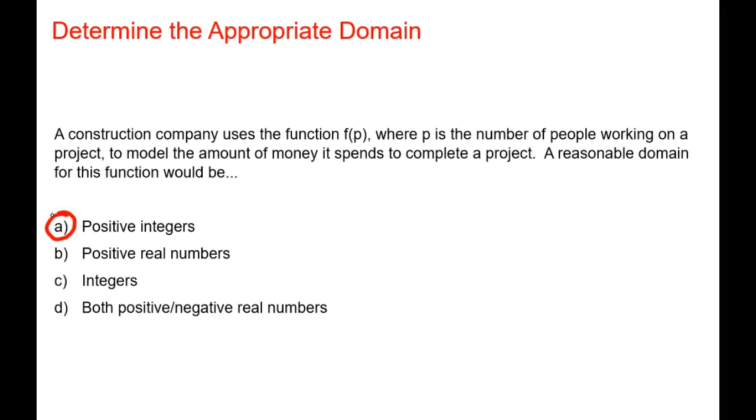In this case, they're excluding that value of 0, where technically you could have 0 people working, because then nothing would get done for that project. So positive integers out of these options would be the best choice.